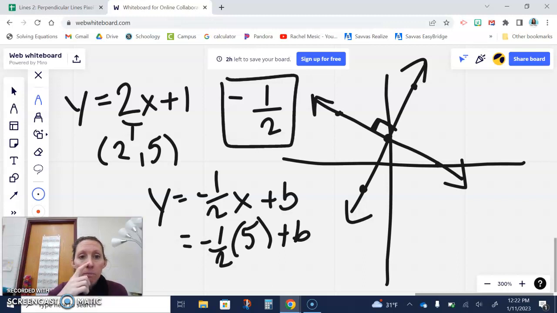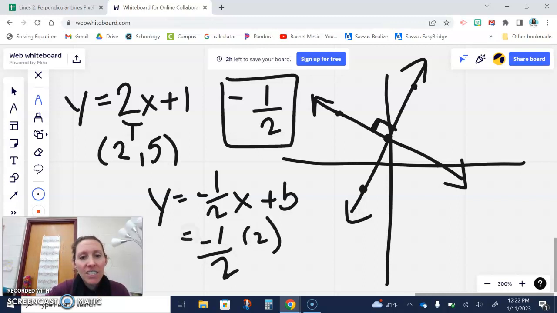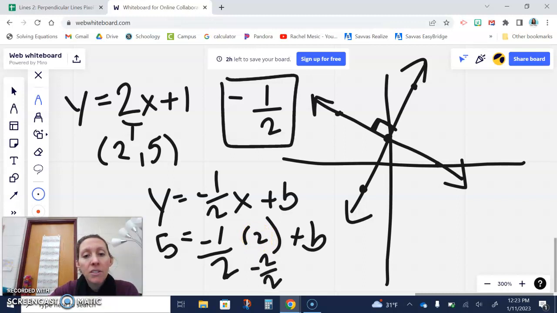And then, oh man, I messed up on that. Hold on. Let's see, undo. Okay, x is 2, silly me. So that's 2. All right, and then y is the 5. All right, so if we do -1/2 times 2, that would be -2/2, which is the same as -1.